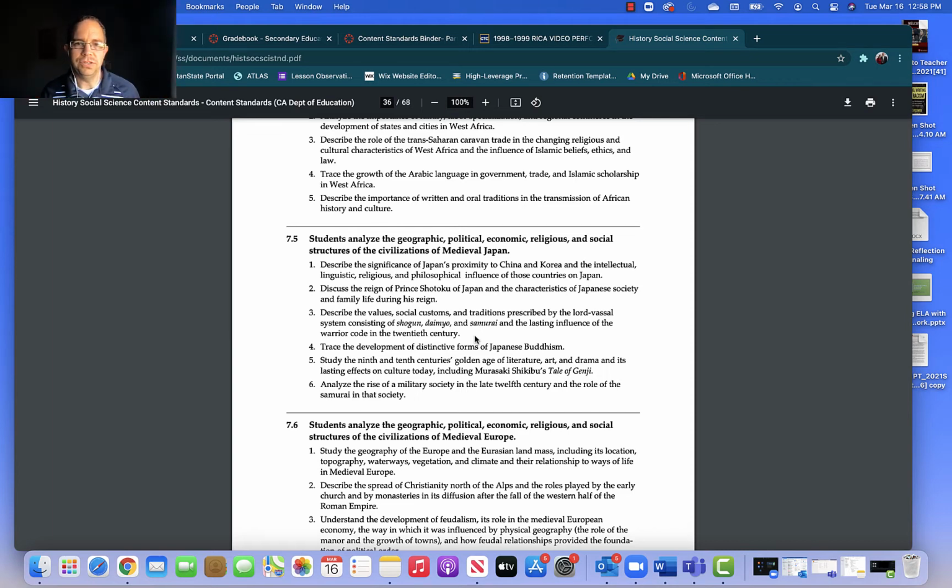We all do this as teachers, and so this is hopefully not a vain exercise. This is definitely something that you'll continue to use and continue to revise over and over. And so that's the content standards binder. Now let's go to the observation.